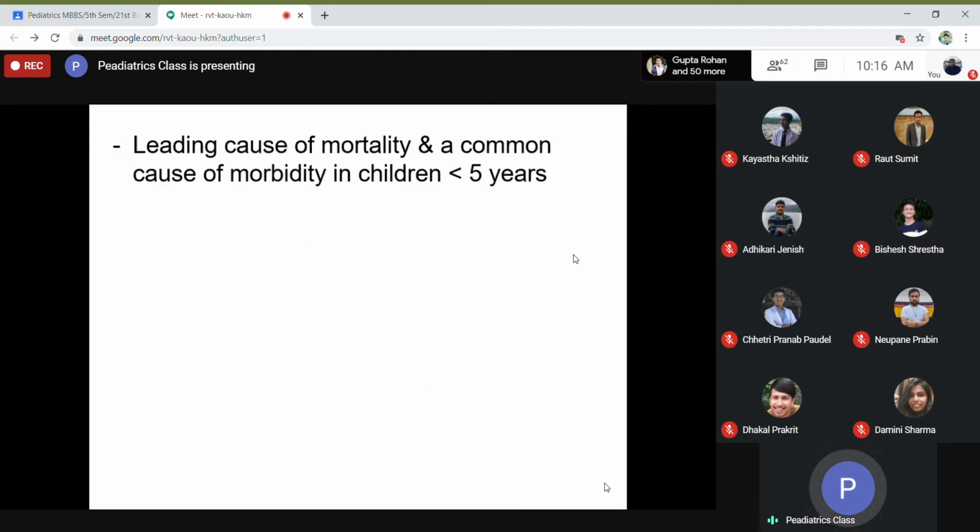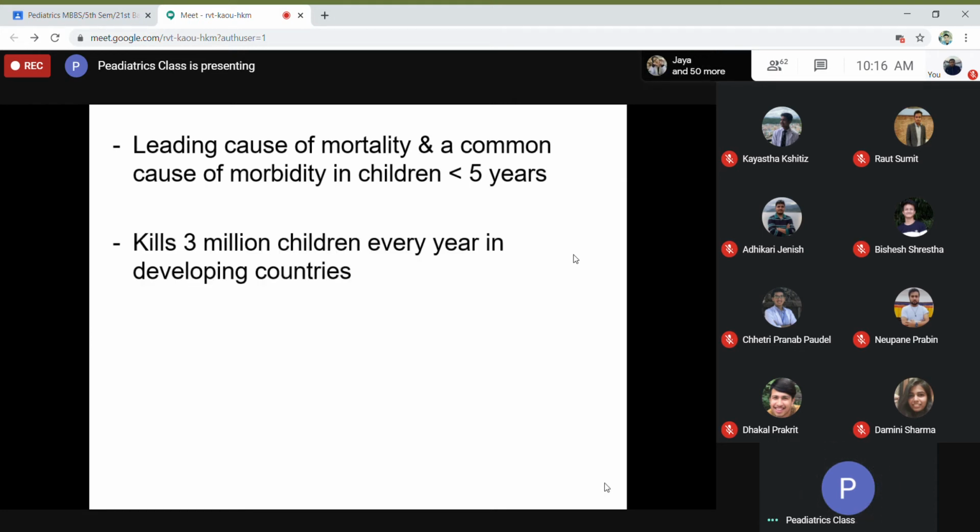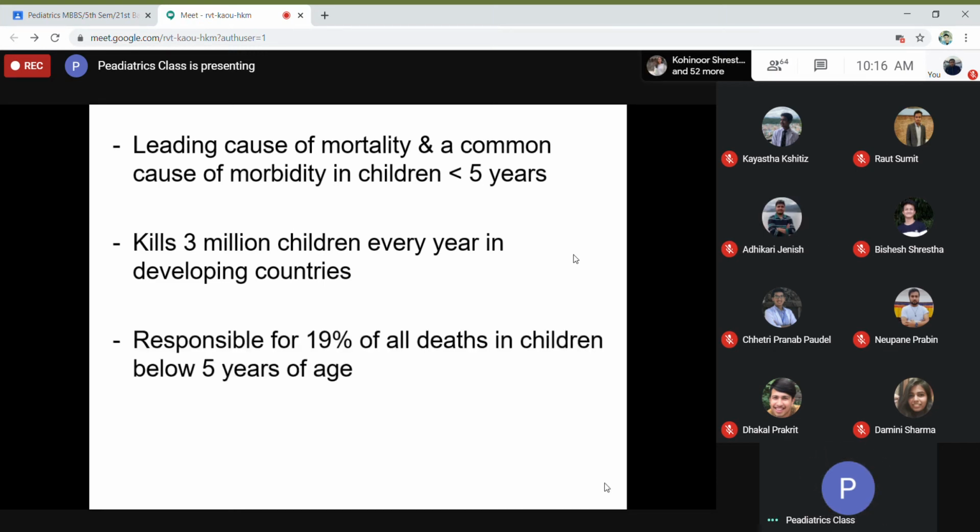Pneumonia is a leading cause of mortality and a common cause of morbidity in children below 5 years of age. It kills nearly 3 million children every year in developing countries. The incidence of pneumonia is 10 times higher in developing countries like Nepal, India, Bangladesh compared to Western countries. It's responsible for 19% of all deaths in children below 5 years of age.